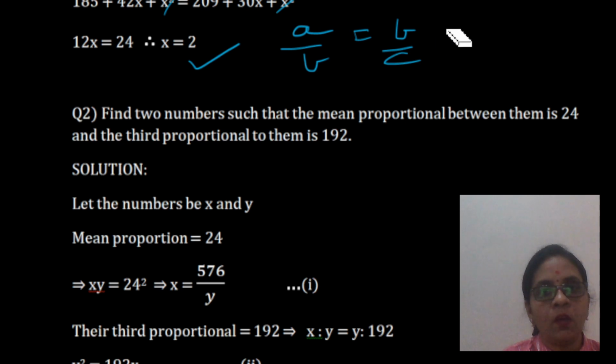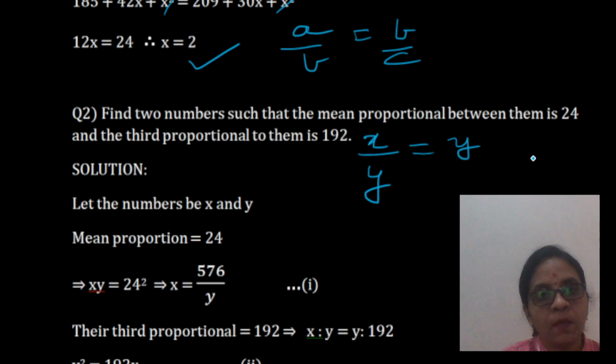192. Now, it is the same ratio, a by b is equal to b by c. I told you that if a, b, c are in continued proportion, c is called the third proportional to a and b. So here third proportional means this c place is replaced. So what do we have here, children? We took the numbers as x and y. So x by y is equal to y by 192.